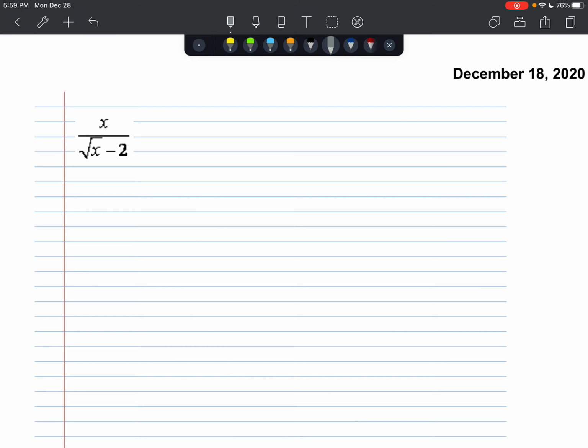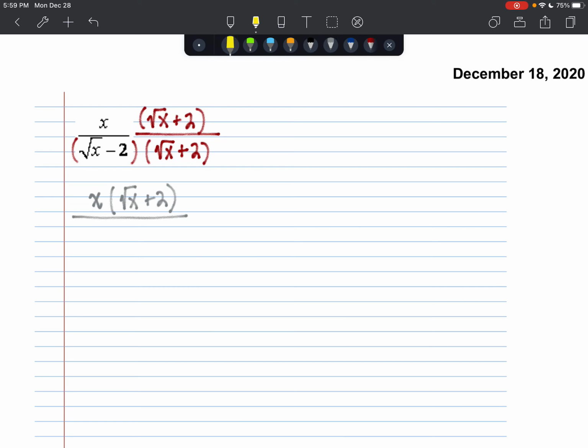Here we have x over the square root of x minus 2. I'm going to multiply by the conjugate of that denominator, the square root of x plus 2. And I'm going to do that in both the numerator and the denominator so that again I'm multiplying by a factor of 1. In the numerator, we have x times the square root of x plus 2. And in the denominator, I'm going to use some highlighters again. The square root of x times the square root of x is x, minus 2 times 2 is 4.